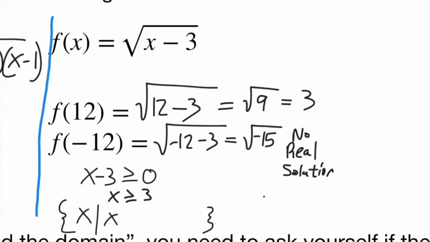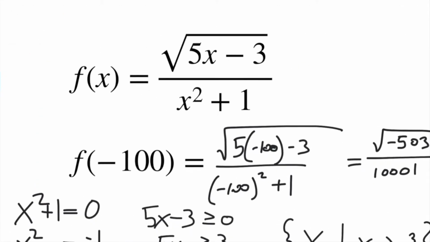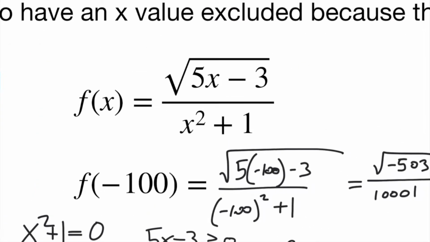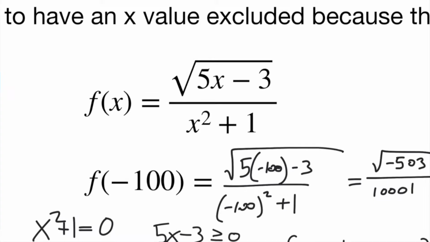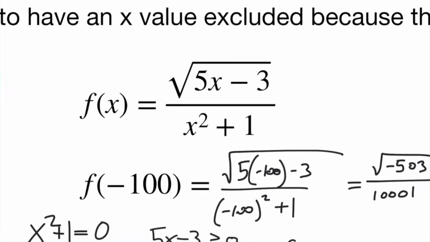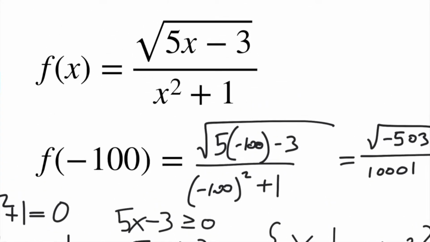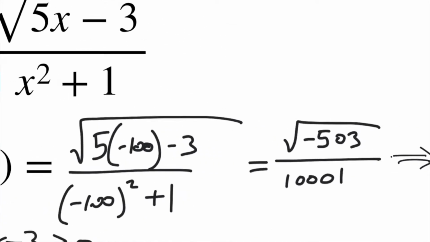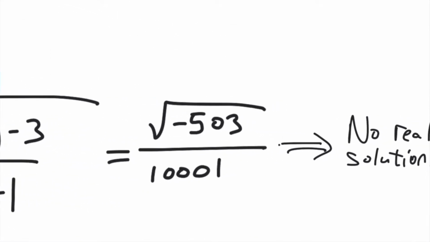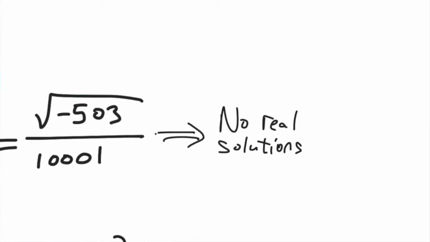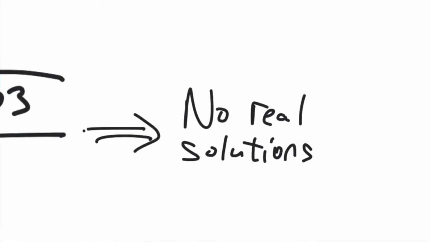So that's going to be our condition. We can choose any x you want such that x is greater than or equal to 3. That's the domain here. Domain: x such that x is greater than or equal to 3. Here, this is a radical function and a rational function. It's pretty messy. If you plug in negative 100, for example, no problems in the denominator, you can calculate that. But if you get the square root of negative 503, then all of a sudden you have to say, wait a minute, there are no real solutions.